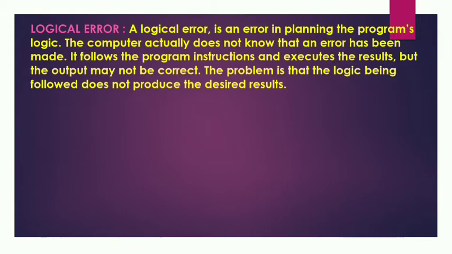So in place of plus, if you write minus, you will not get the correct output. Suppose 2 plus 5 should give you 7, but you have written 2 minus 5. So you are expecting to get 7 as the output, but you are getting minus 3. So the logic of the program is wrong, and you have to correct this mistake.